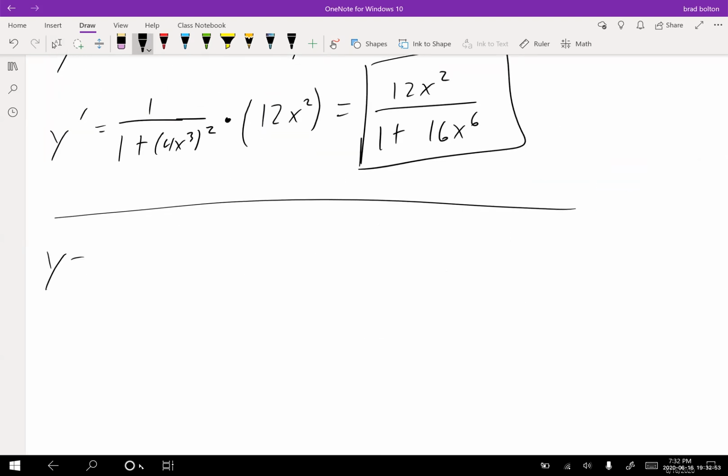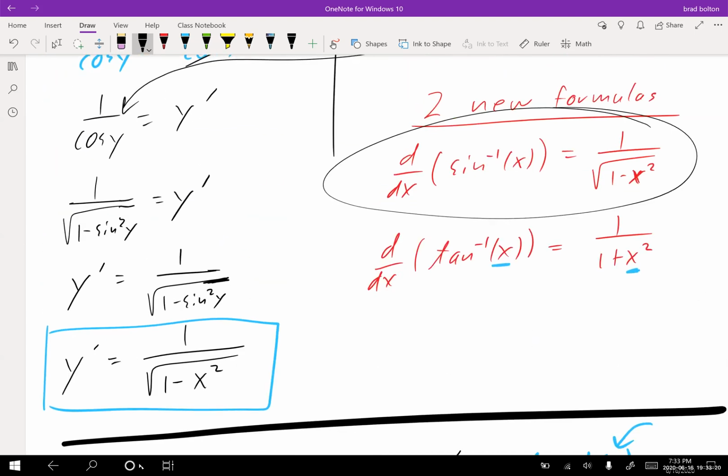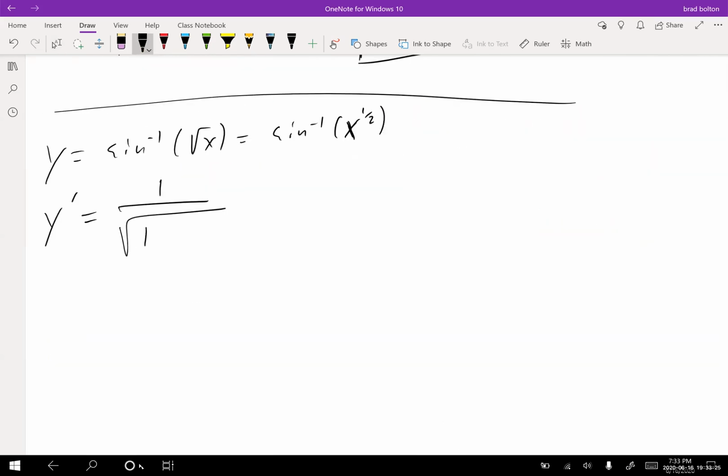So say we have y equals sine inverse of the square root of x. Well, first of all, I'm going to rewrite this as sine inverse of x to the 1/2, just because I know I'm dealing with derivatives, so I'm going to want exponents. So let's see here, y prime would equal, now we're going to say 1 over the square root, and all I'm doing, you guys, is I'm coming up here and I have this formula memorized, right? 1 over the square root of 1 minus x squared. So this would be 1 over the square root of 1 minus, but instead of an x, it's an x to the 1/2 squared.